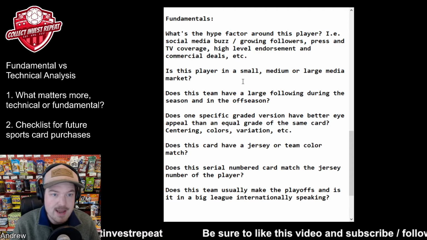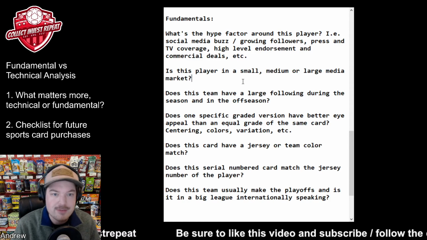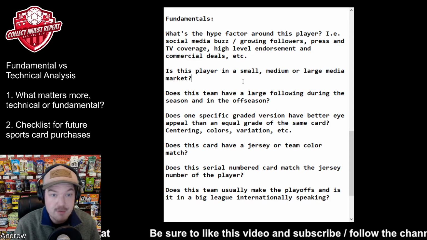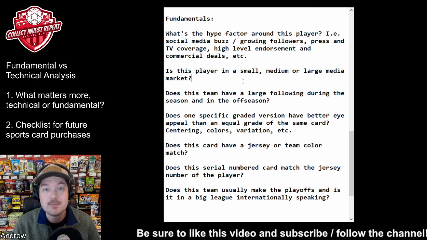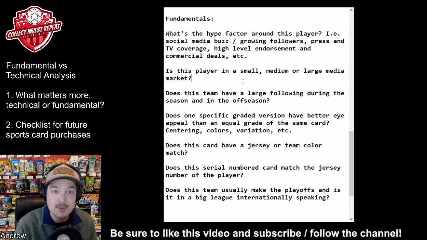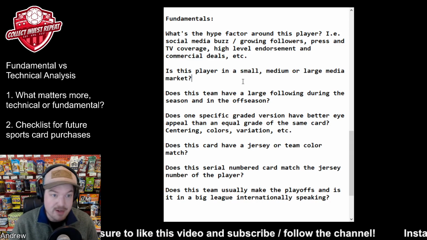Is this player in a small, medium, or large media market? So Malik Monk does check that one off. He's definitely in a large media market, being that he plays for the LA Lakers. Another thing that works in his favor, he did play his college ball at Kentucky, which is definitely a very large basketball fan base. So I think those factors definitely help cover him on that part of the checklist.